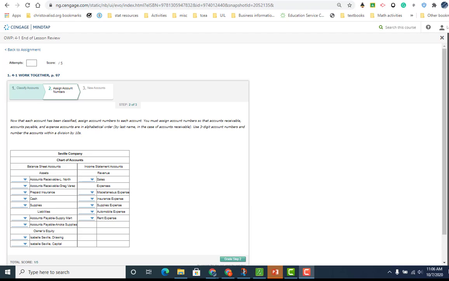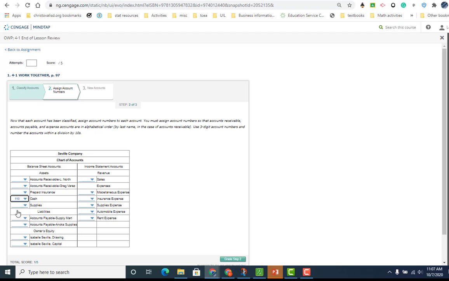Okay, now we're going to put our account numbers on. So let's look at the Seville Company chart of accounts. The balance sheet accounts are going to show where you are. The income statement is going to show you how profitable you are. So we're going to put them in order. Under assets, the first thing is always your cash. The next thing, if you have the option, is your petty cash, but we are not that far in the units yet. That will be the next one normally.